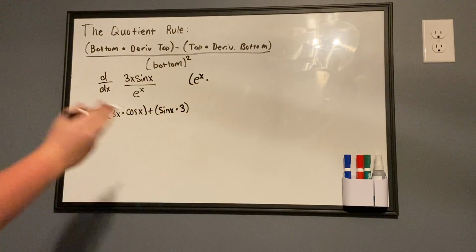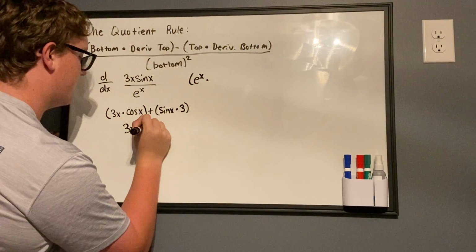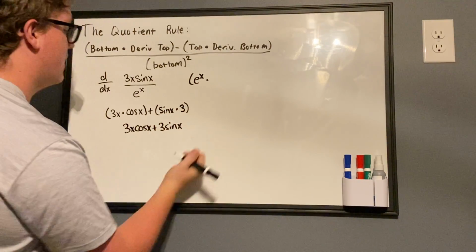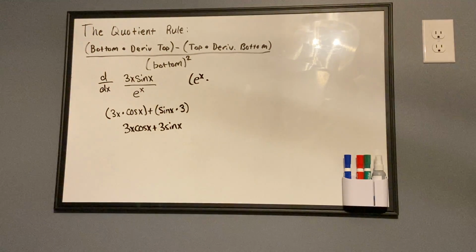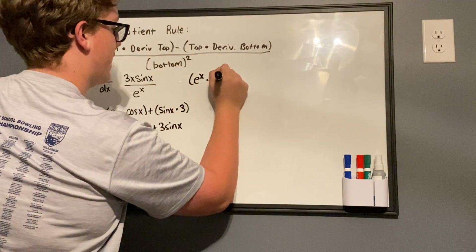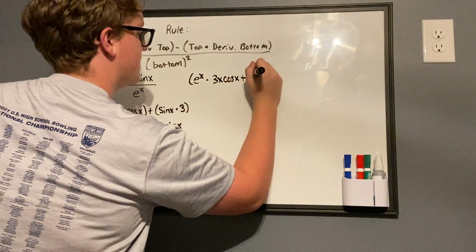But now we can go ahead and simplify this a little bit. So we have 3x cosine of x plus 3 sine of x. That's our derivative of this top part. So now we have to plug this back in right here. So let's do that. So we have 3x cosine of x plus 3 sine of x.